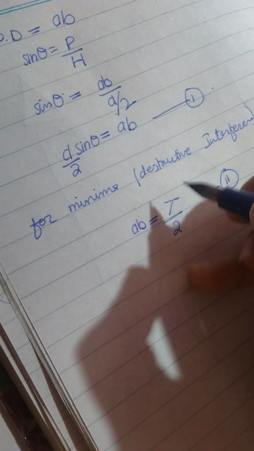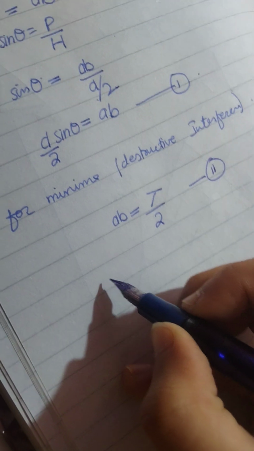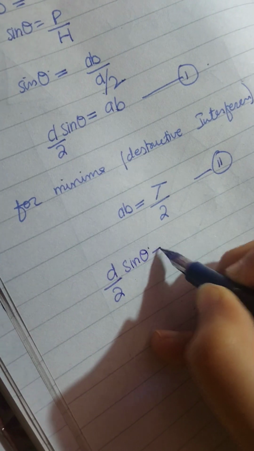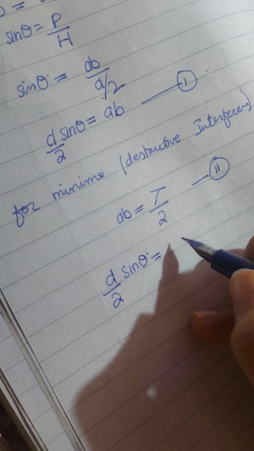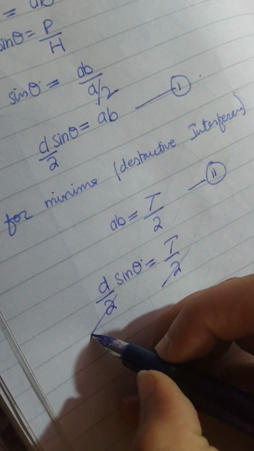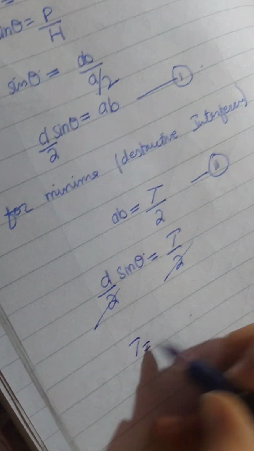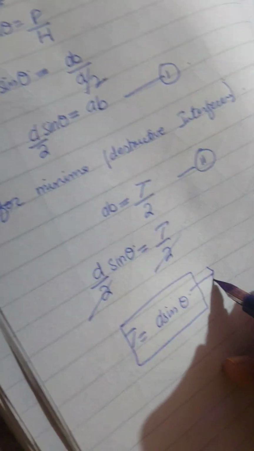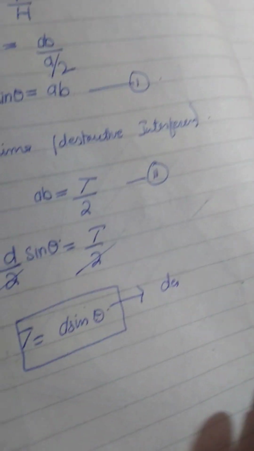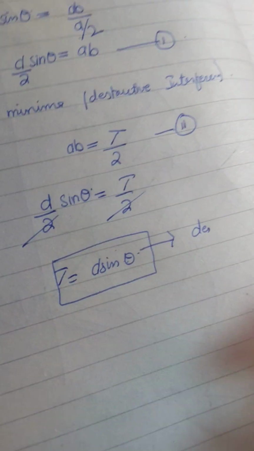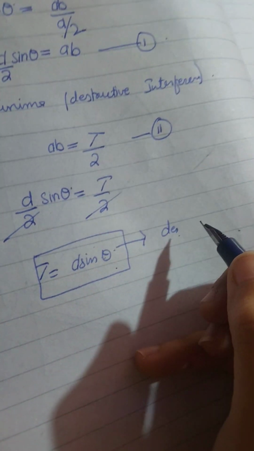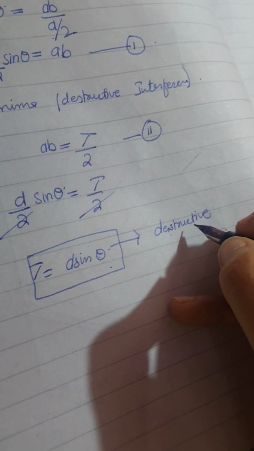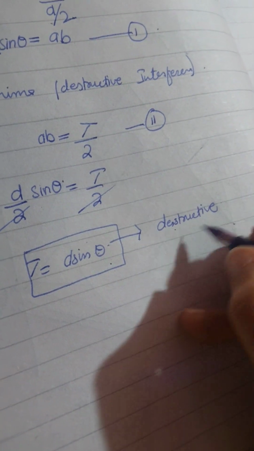Now we will combine these both equations, and it will be d upon 2 sine theta is equal to lambda by 2. So 2 and 2 cancel. Now it will become lambda is equal to d sine theta. So basically this is the condition for destructive interference. You would be wondering why this is the formula, since the integral multiple is the formula of constructive interference, but no, this is the formula of destructive interference in the case of the single slit experiment, or the diffraction due to the narrow slit.